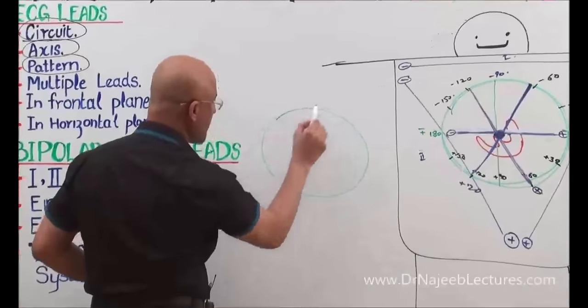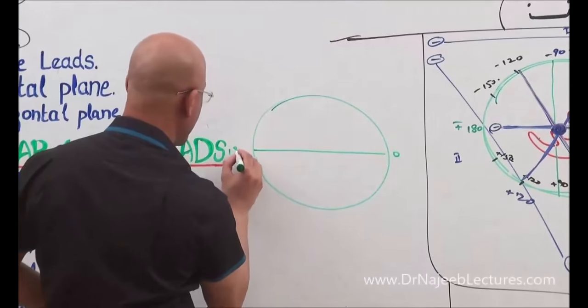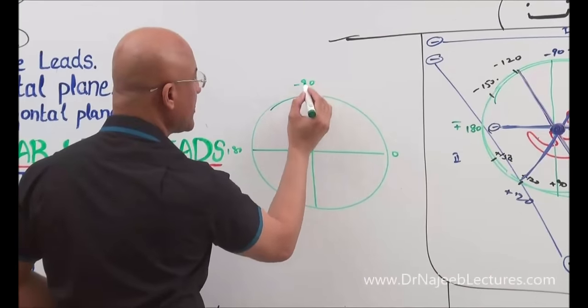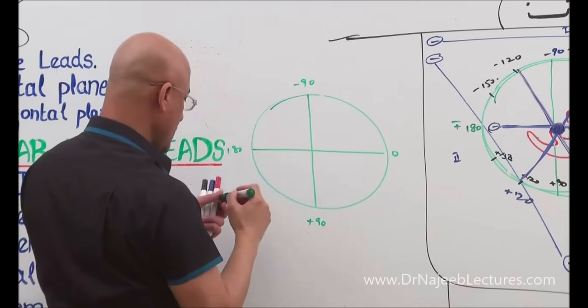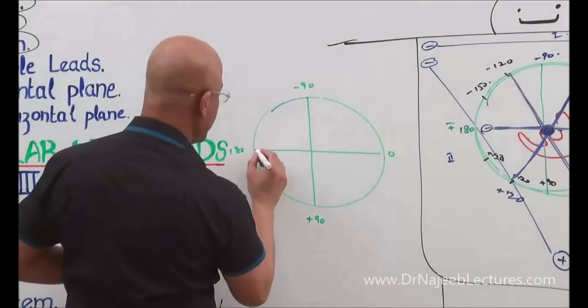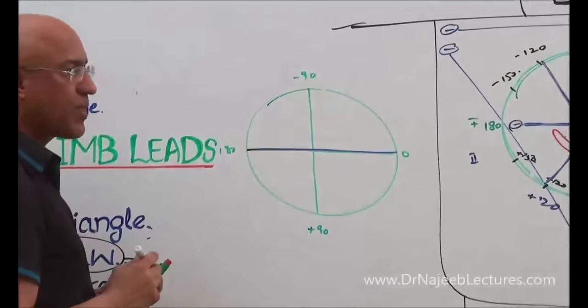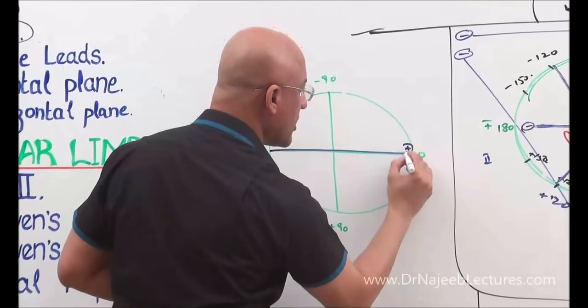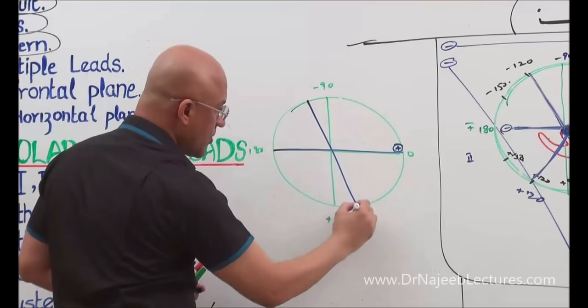Rapidly I will make it. This is 0 to 180. And tell me rapidly, what is this? Minus 90 in ECG reference, and plus 90. Now if this is lead number 1, orientation is zero, because positive is here. It is lead number 2.